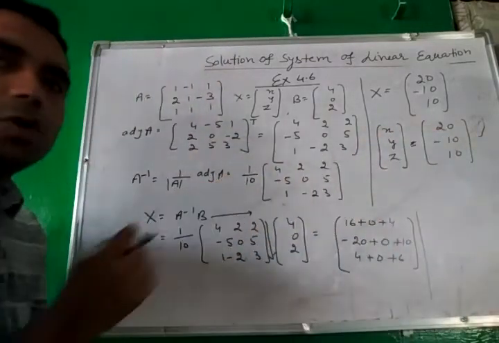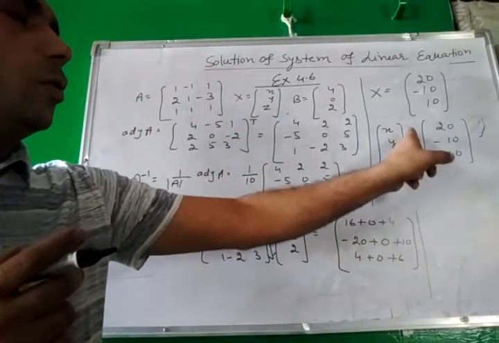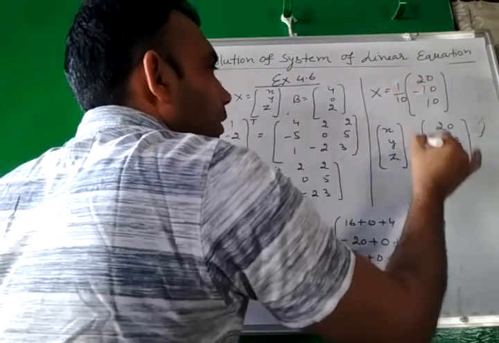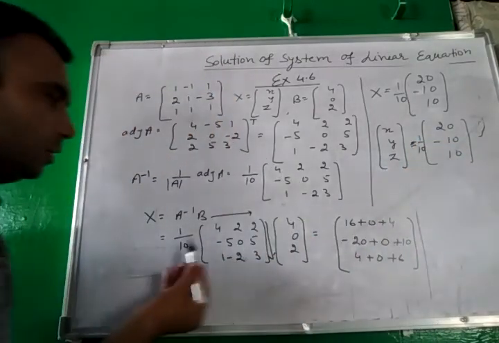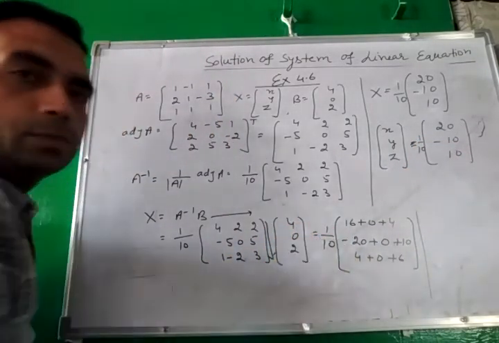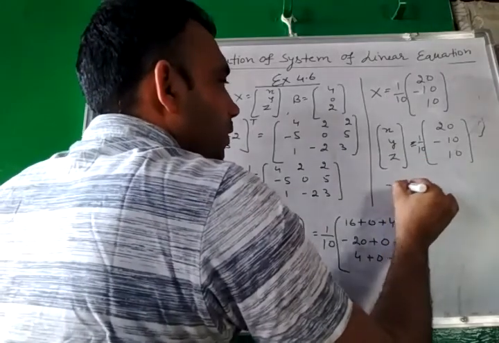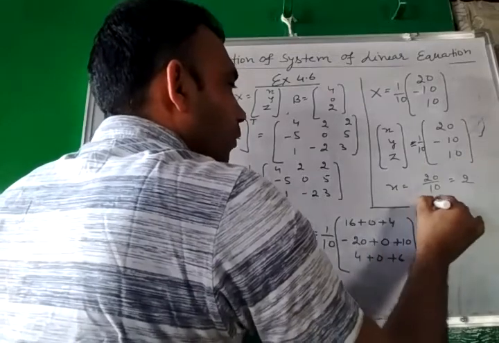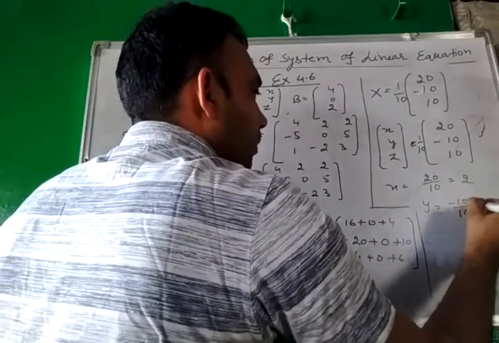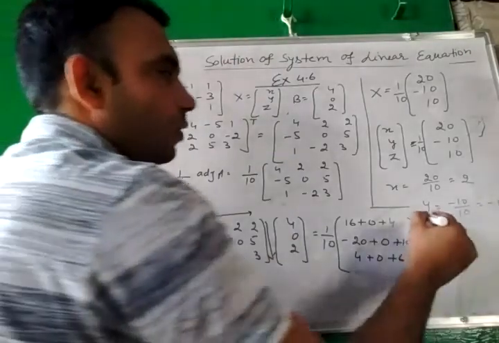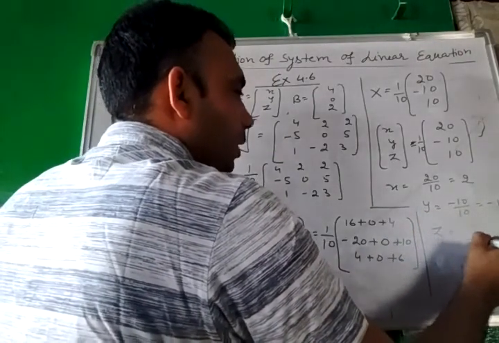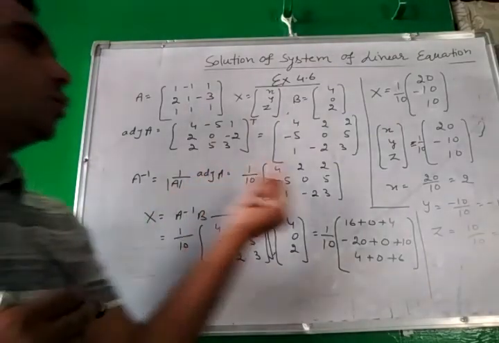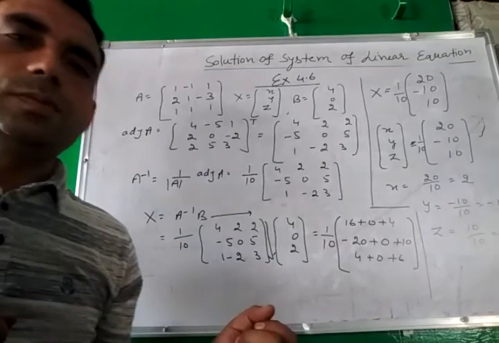So by the equality of matrices, when we compare, x is equal to 20 upon 10 implies 2. Y is equal to minus 10 upon 10 implies minus 1. And z is equal to 10 upon 10 implies 1. So this is the solution using inverse method. Thank you.